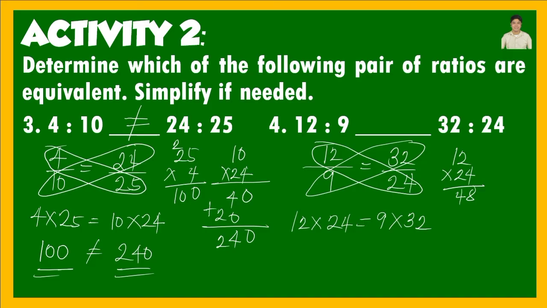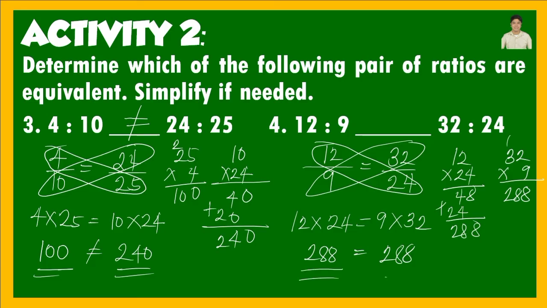2 times 2, 4. 2 times 1, 2. So let's add: 8, bring down, 4 plus 4, 8, and then bring down 2. So we have 288. Finally, 32 times 9. 2 times 9, 18. So 8, carry 1. 3 times 9, 27 plus 1, 28. So the product is 288. The products we got are both 288. So equal. Therefore, 12 is to 9 and 32 is to 24 are equivalent ratios.